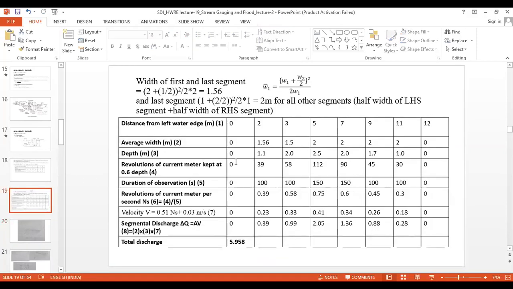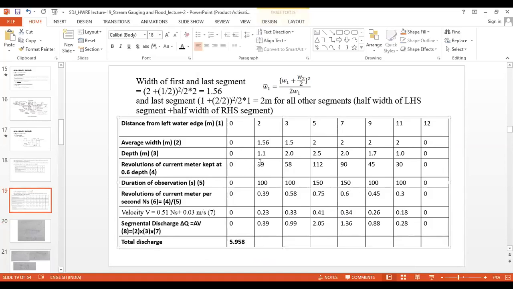So here for the first one, the area will be 1.56 into 1.1. Now for finding the discharge, we know discharge Q is equal to area into velocity. So the next task is that we have to find out the velocity. Clear? For getting the velocity, they have given us the number of rotations, n, and the time required to get those many rotations.